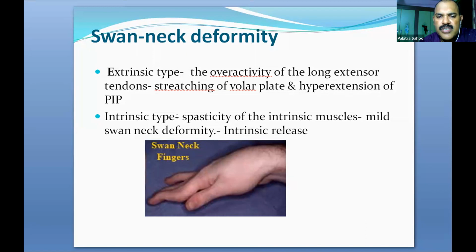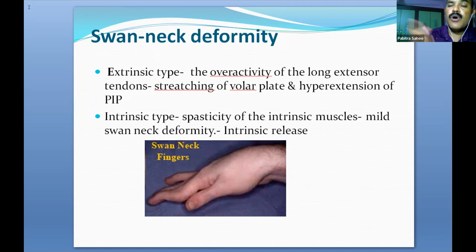extensor tendon, and that stretches the volar plate, leading to hyperextension of the PIP joint. So the main cause is the stretching of the volar plate and hyperextension of the PIP joint because of the tense central tendon of the long extensor. How do you manage? You can just go for a tenotomy of the central portion. You just keep the collateral intact. The central extensor tendon is just cut.